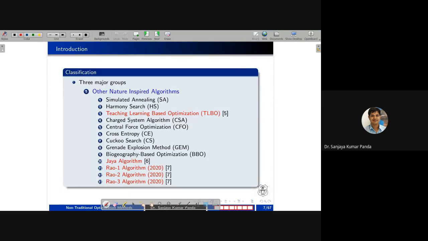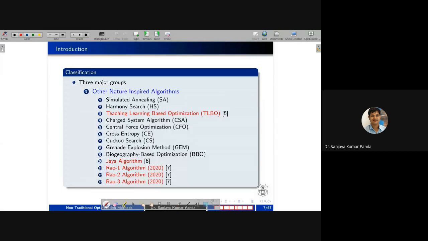And recently in 2020, during COVID time, a new set of algorithms was proposed, whose background is also TLBO and Jaya. Three variants of the algorithm were proposed by Professor Rao from SVNIT Surat. These algorithms are called the Rao 1 algorithm, Rao 2 algorithm, and Rao 3 algorithm. Not only these, there are a lot of algorithms belonging to this category.